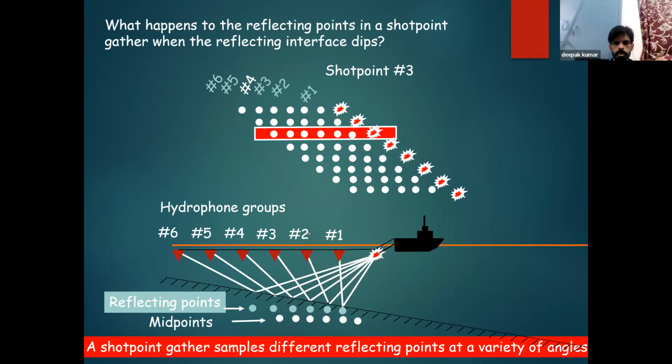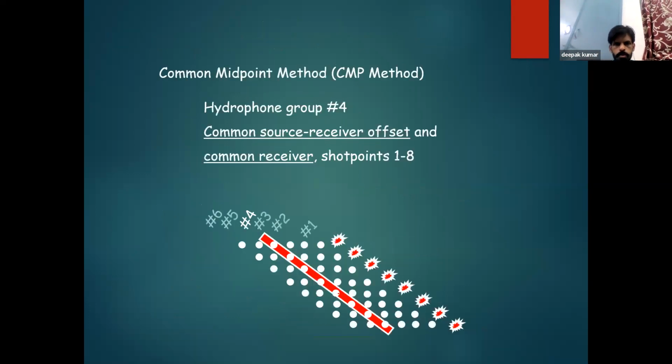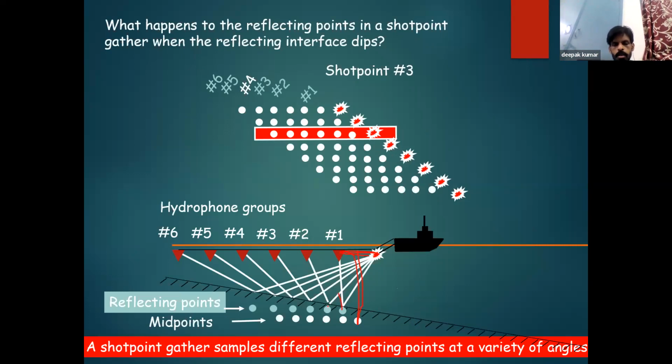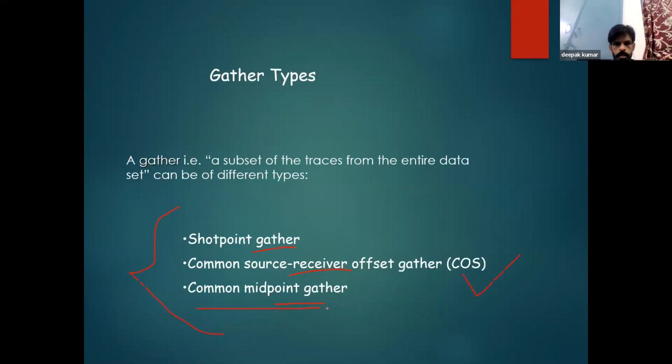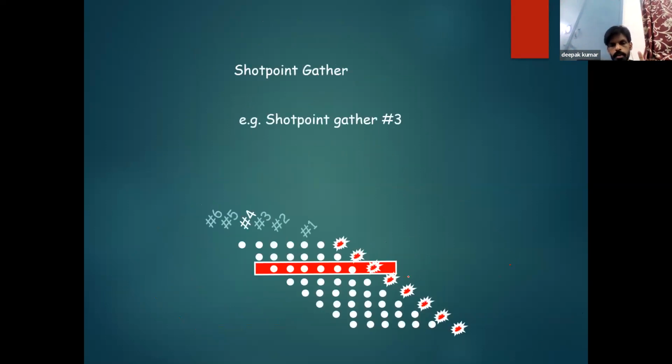Now we saw that for the flat horizontal layer. But now suppose I have a dipping layer. For that scenario, what happens is the midpoint changes. Now, see this. This is the midpoint. This particular point is the midpoint for this combination of hydrophone and shot point. But the ray hits here. Okay, correct. So in that scenario, what we do is we go for common source, like the second one, this common source receiver offset gather. Okay, so for that scenario, we go for this.